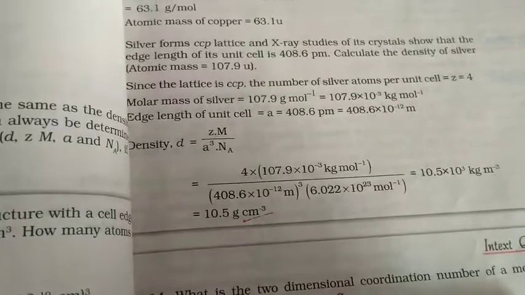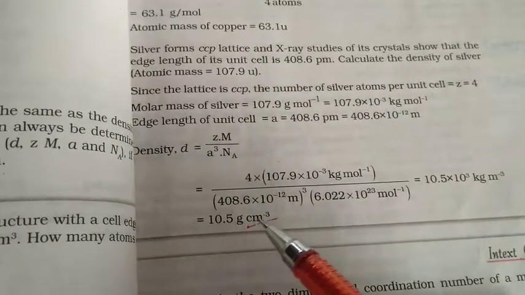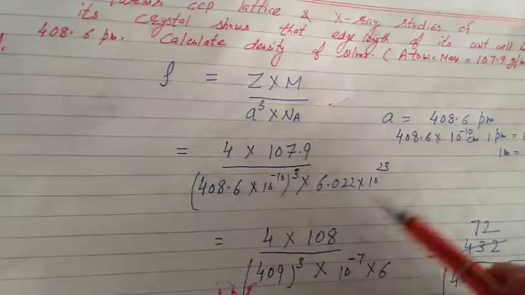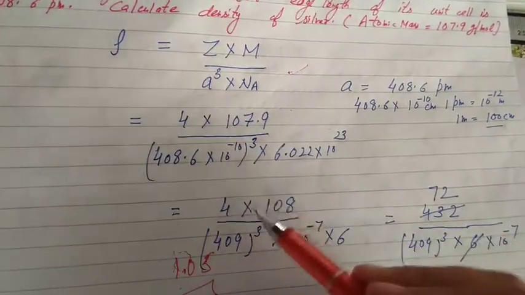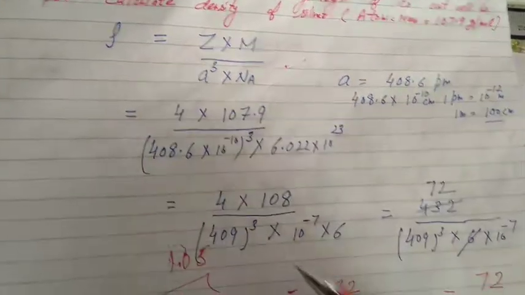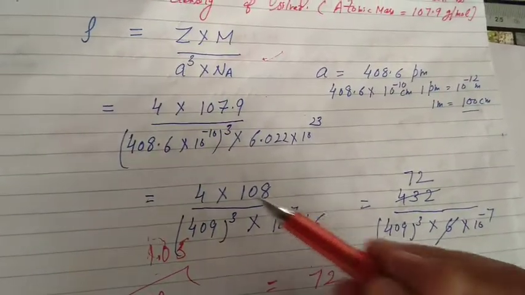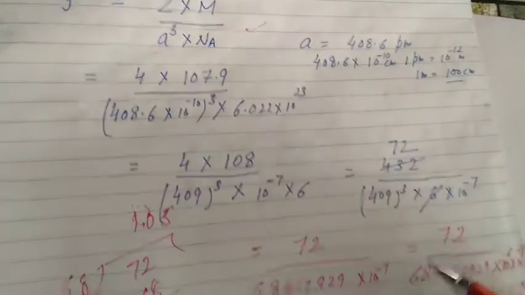Students, please look here. What's the answer in the book? 10.5 gram per centimeter cube. The same answer we get by this calculation. At first write the formula, then put these values. Simplify 108, 409. Go for the cube root. I told you it becomes 72 divided by the cube of 409.